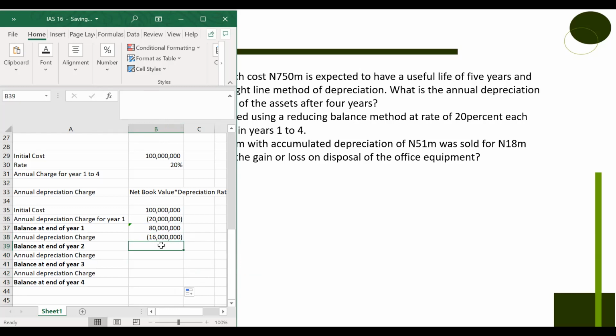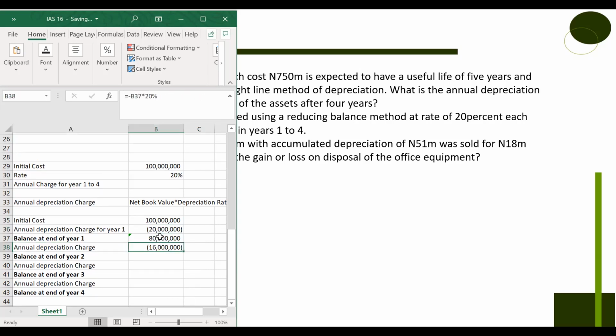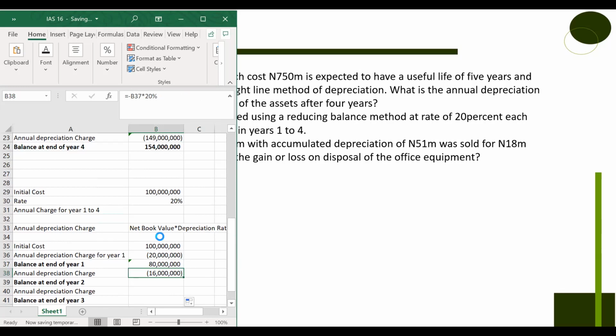Are you with me? See, our depreciation charge in year 1 is what? 20 million. Our depreciation charge for year 2 is what? 16 million. Do you understand why they call this the reducing balance method? Yes, sir. As the balance is reducing, your depreciation expense or depreciation charge is also reducing.